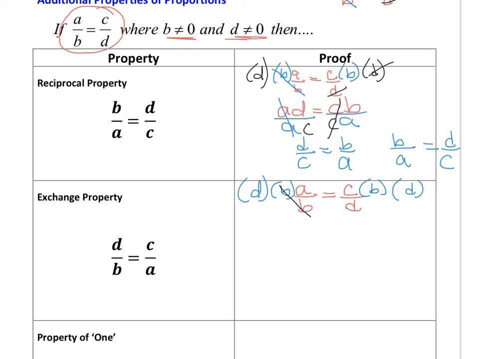And we end up with simplification. So we're right back to A times D equals C times B. This is our cross products right here. We should probably point that out.